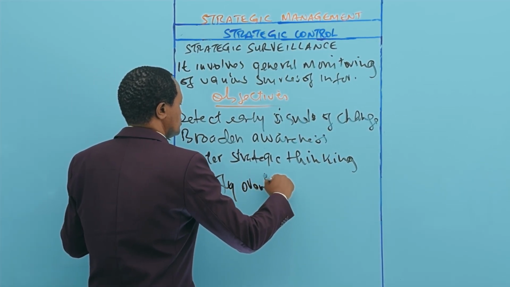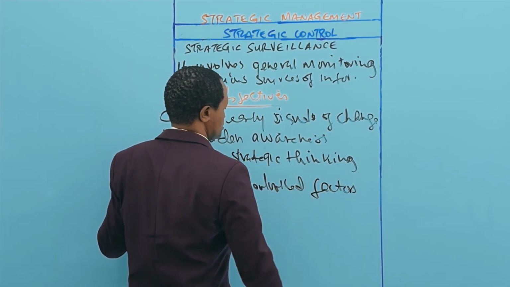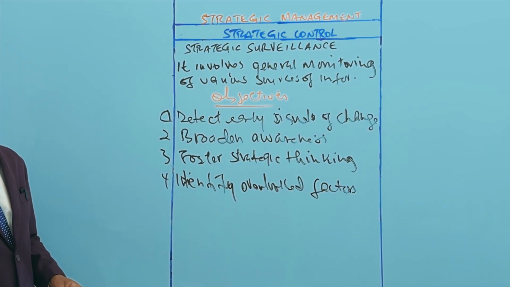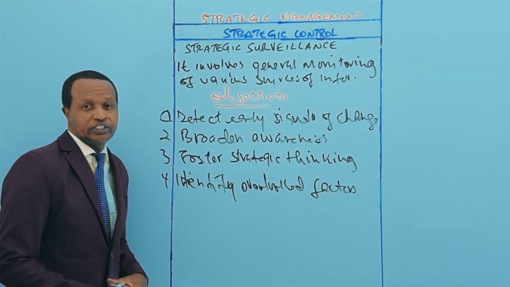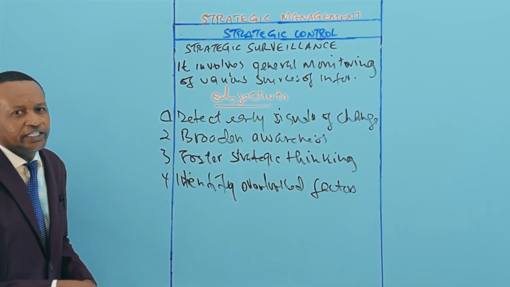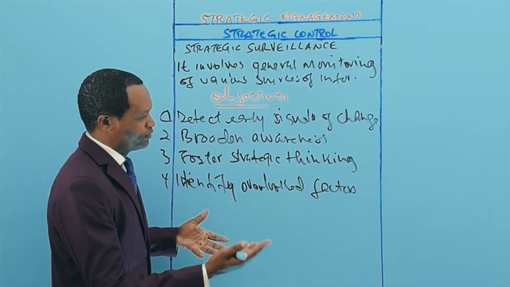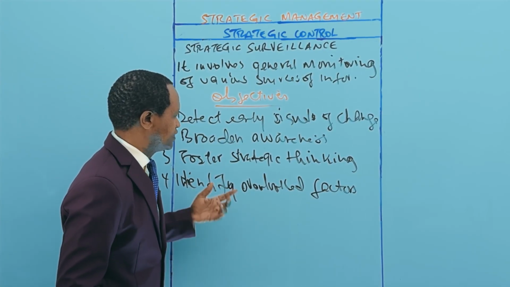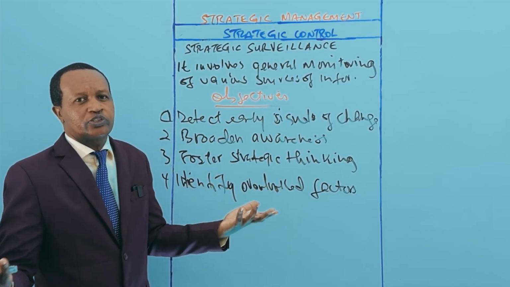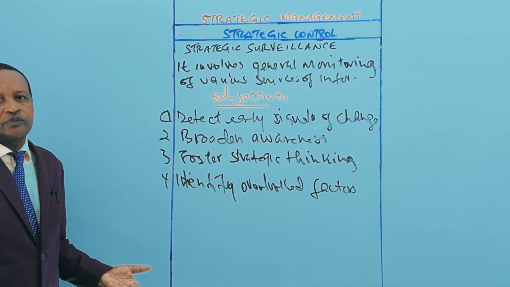Then it can also identify overlooked factors. There are times when certain factors may be overlooked. So through strategic surveillance, the organization can catch issues or opportunities that might have been missed during the initial strategic planning process. And these factors can only be identified when you do strategic surveillance, which is general monitoring of various sources of information, both inside and outside the organization. Understand?